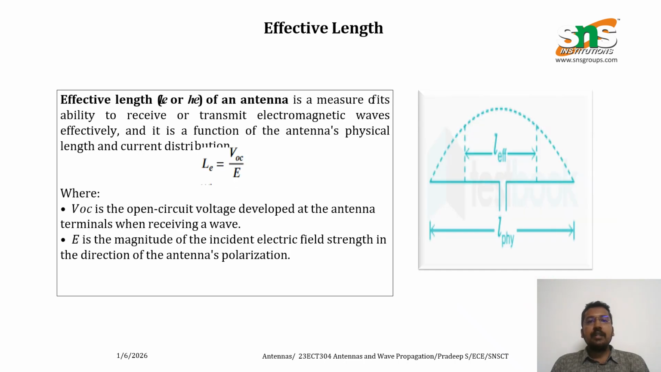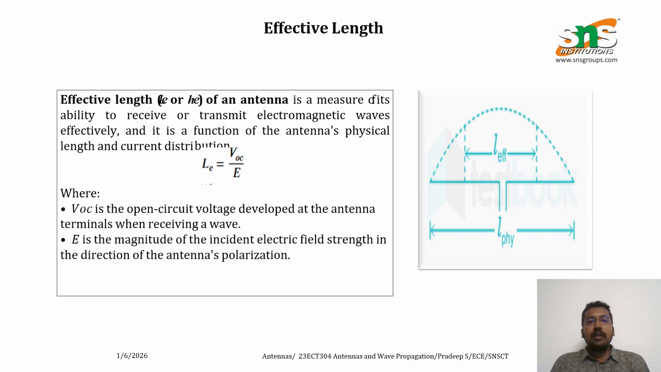Next one is effective length. The vector effective length is a quantity used to determine the voltage induced on the antenna terminals when an electromagnetic wave impinges upon it. It relates the incident electric field to the open circuit voltage produced by the receiving antenna.